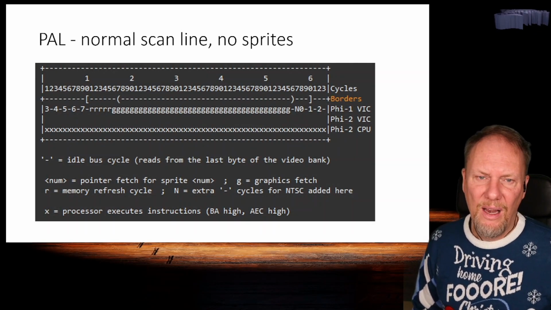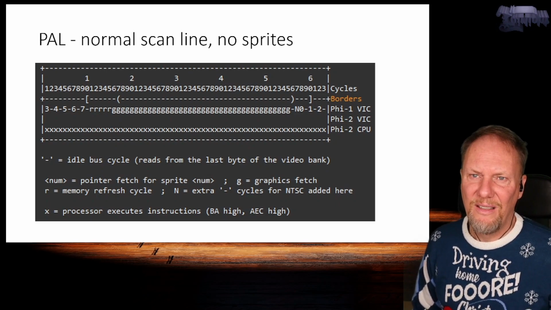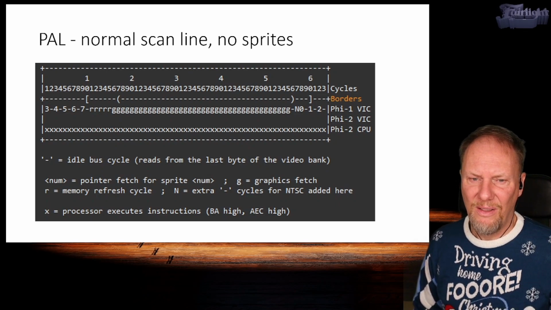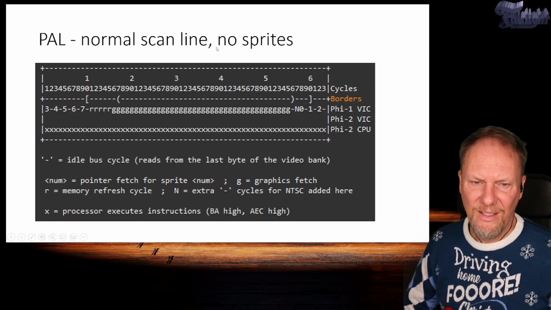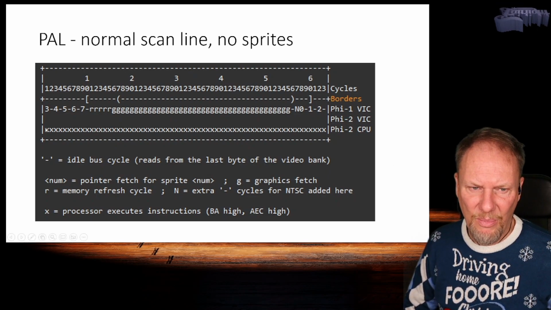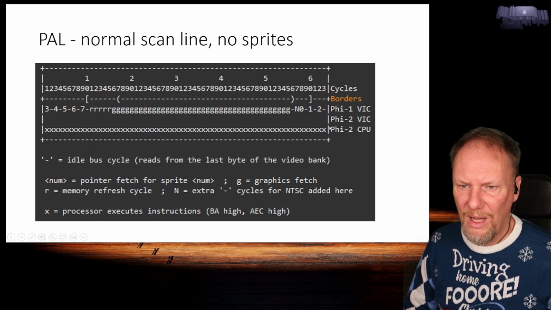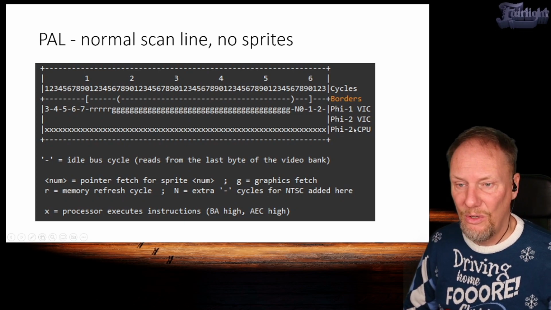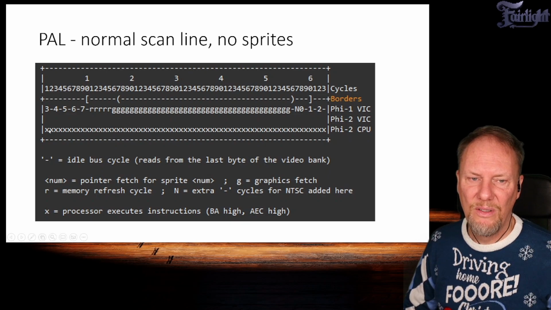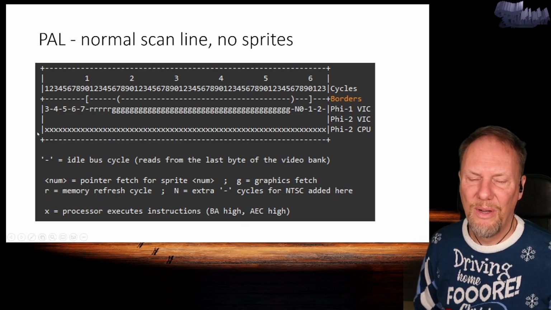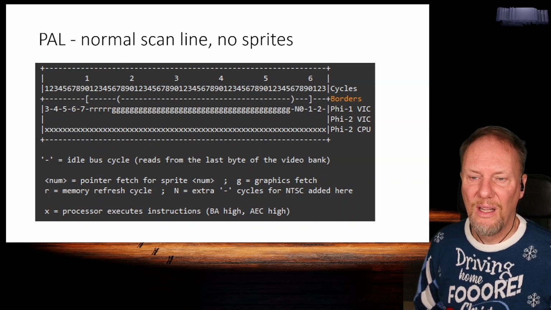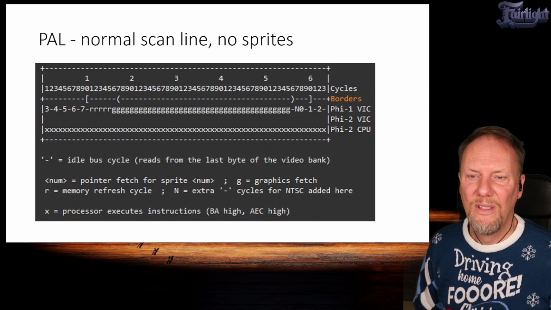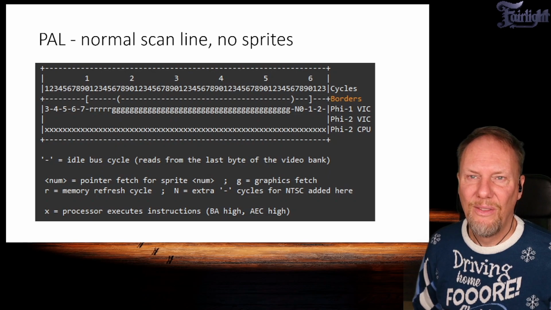Okay, so in PAL, on a normal scan line, it has no sprite. So it's not a bad line, it's nothing. It's just a normal line. Here you see the number of X's, and I think my mouse pointer will be visible. Here you have the Phi2 CPU. So this is where the CPU has access to the bus. And you see from here, the X shows that the CPU has access to all 63 cycles.